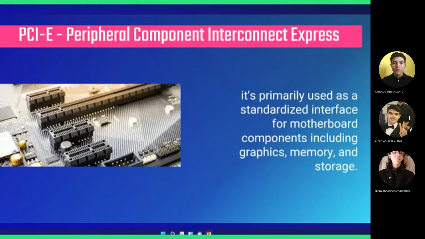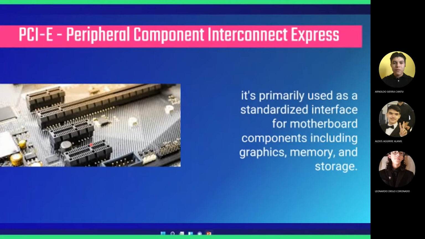PCIe, or Peripheral Component Interconnect Express. PCIe stands for Peripheral Component Interconnect Express. It's primarily used as a standardized interface for motherboard components, including graphics, memory, and storage. Okay, over here I'm going to use the laser. Let me just open it. Over here you can see these slots. This will be for the graphics card. Over here, it's not in the image, there is a little port that will be for storage.